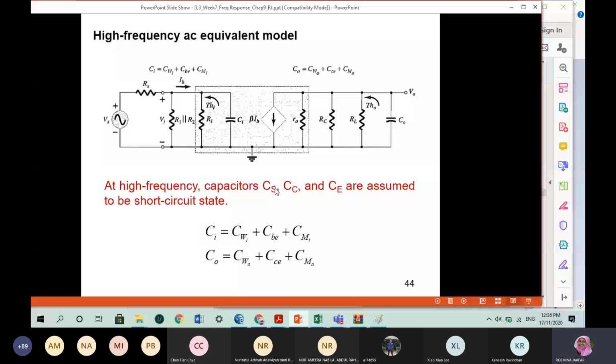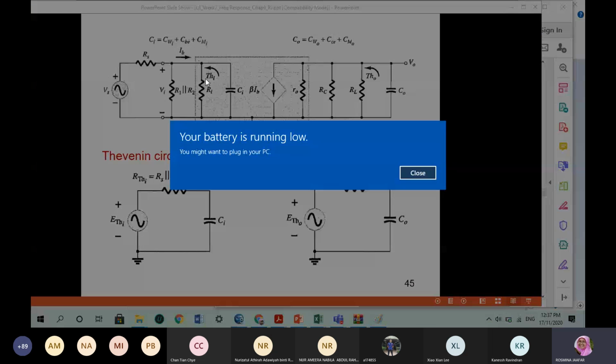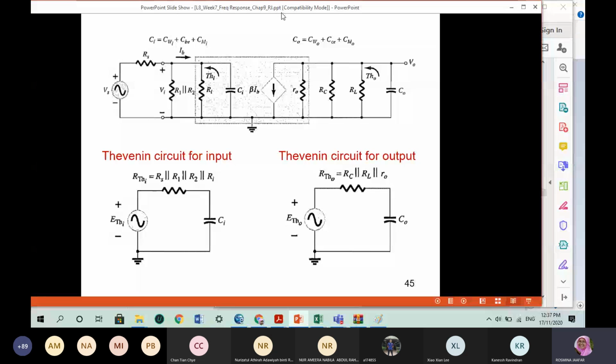And when you have this circuit, if we evaluate the Thevenin for the input side, you are going to have R Thevenin equal to RS parallel with R1, parallel with R2, parallel with RI. And there is one CI here, and the CI comes from the total of CWI plus CBE plus CMI. For the output side, we have RTHO equal to RC parallel RL parallel RO. And this is CO, which takes the value of CWO plus CCE plus CMO.